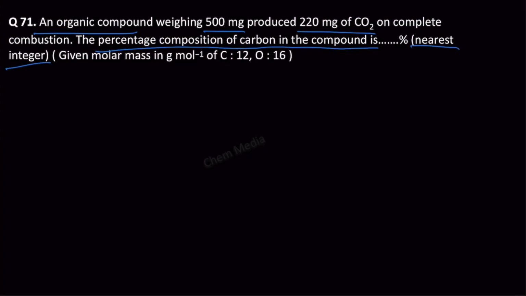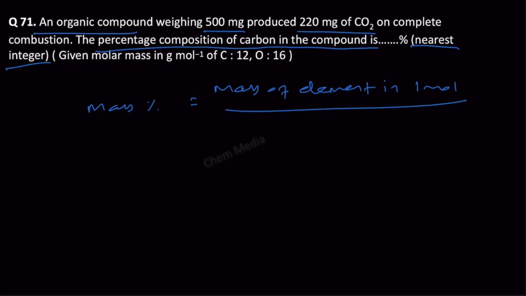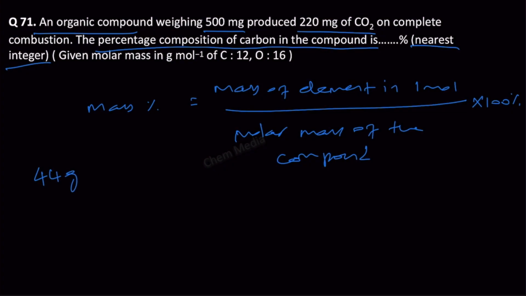We know that mass percent or percentage composition of an element is equal to mass of element in 1 mole divided by molar mass of the compound times 100. And therefore, what is the mass of element in 1 mole for carbon? Molar mass of CO2 is 44 gram per mole, isn't it? Because it is 12 plus 2 times 16. So that is the molar mass of CO2.